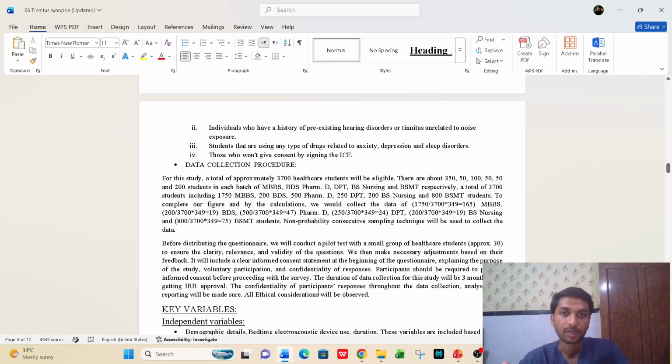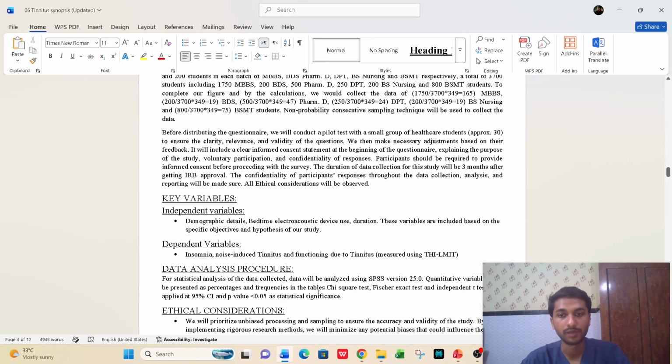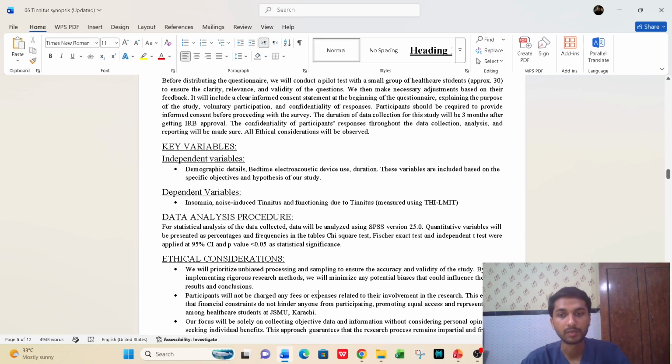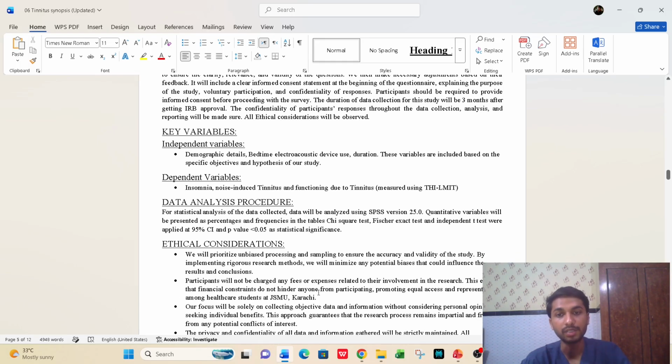Tell about the confidentiality of patients, that it must be maintained, or that the data would be secured by one of the two authors of the study, or be under the supervisor's supervision. Then come to key variables. There are independent and dependent variables. Dependent variables are those on which the study is dependent, and the independent variables are those mainly found in all studies, like demographic details: name, age, gender, residency, and health education. Then come to the bedtime devices used in this study. So these are the variables, and you have to mention that.